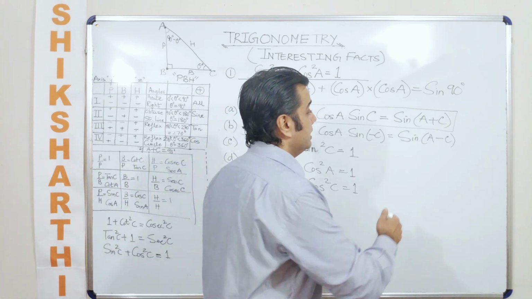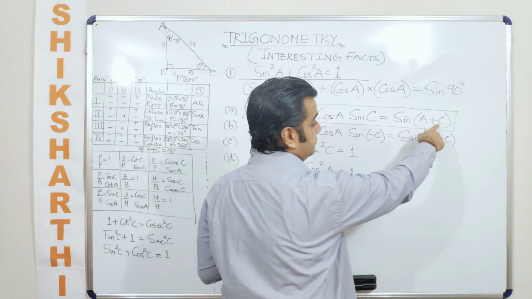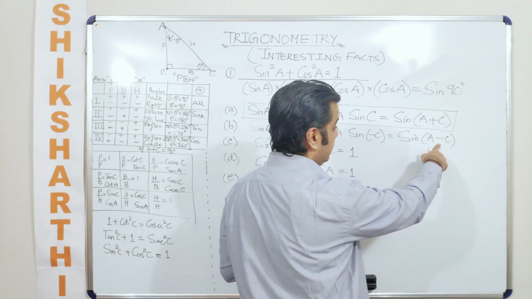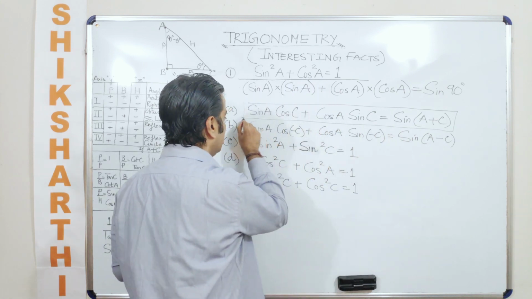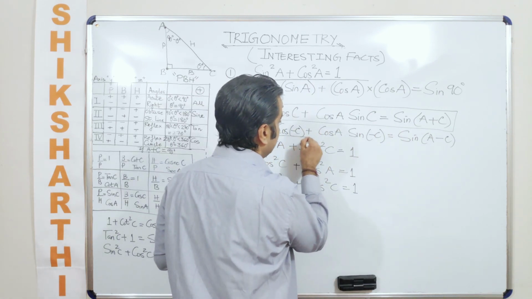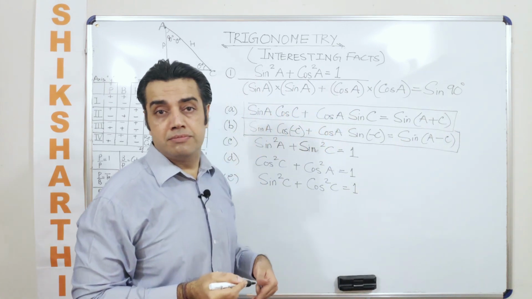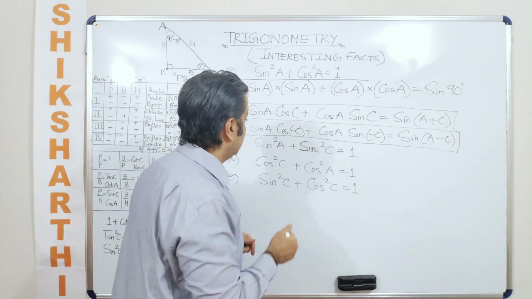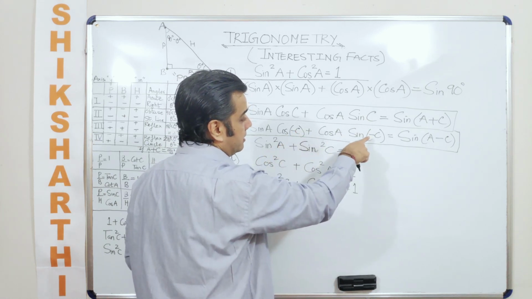Okay. Now, taking it to the next level. The next level is, instead of C, I am putting minus C. Now, when I put minus C, from here I can deduce another identity. And the other identity here is how much is sine of A minus C. You just need to put minus C instead of C.